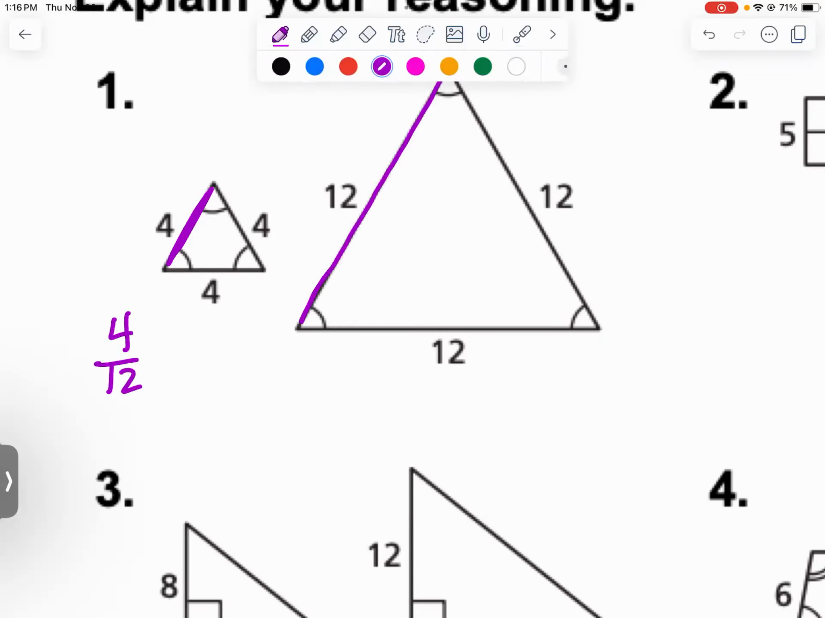4/12. And then if we grab this side, 4/12. And if we grab this side, okay, that's lame, 4/12. Do you see how all of those ratios are the same? That means our sides are proportional. This triangle is 1/3 the size of this triangle. Whoa, where's the 1/3 coming from? Simplify. Okay, 4/12 is 1/3. This triangle is 1/3 the size of this triangle.